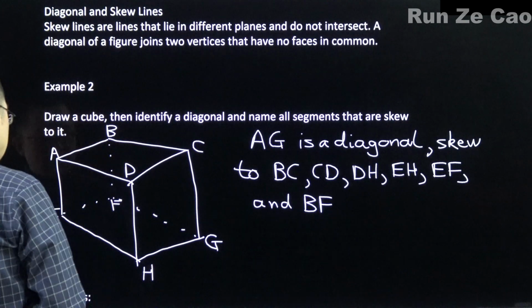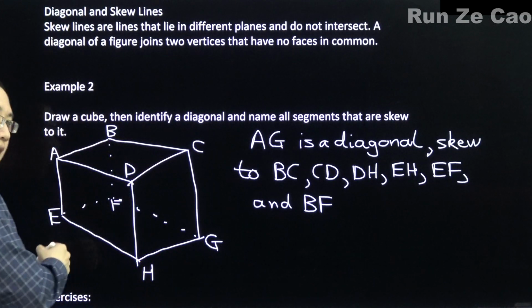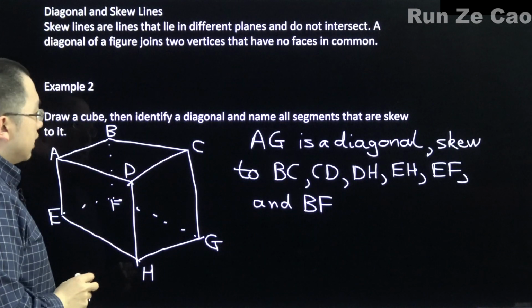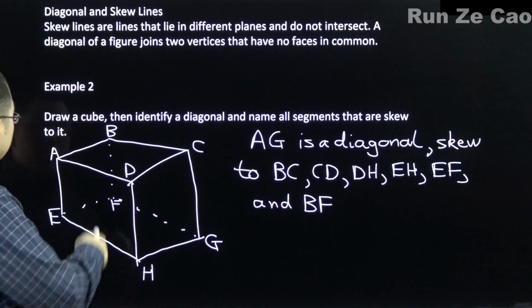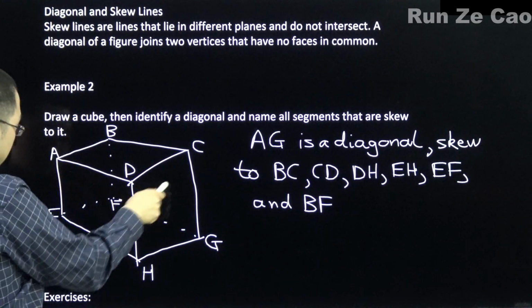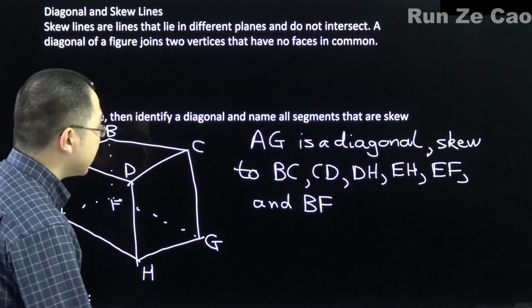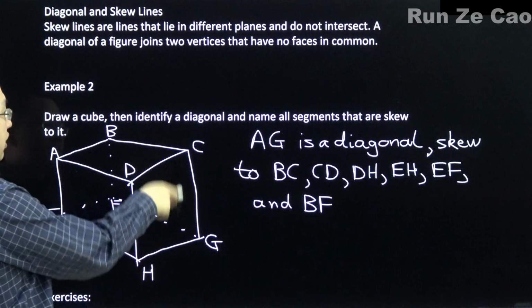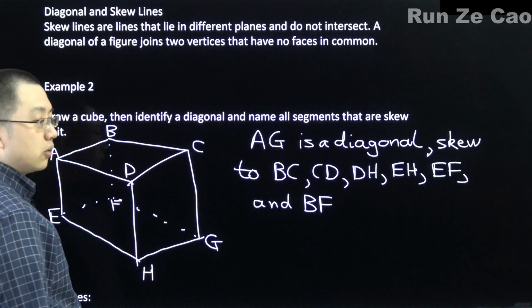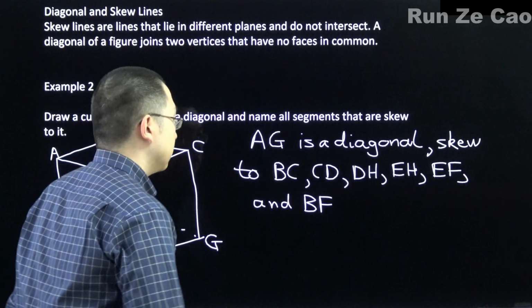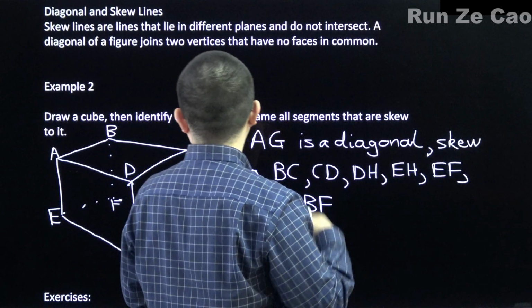Does this make sense? Well, how many edges does a cube have? It has 4 edges, and then 4 connecting edges. So it has 12 edges in total, and we know that 3 of them connect to each vertex, each endpoint of AG. Therefore, those are definitely not skew. So 12 minus 3 minus 3 equals 6. And we have 6 lines identified. Wonderful.